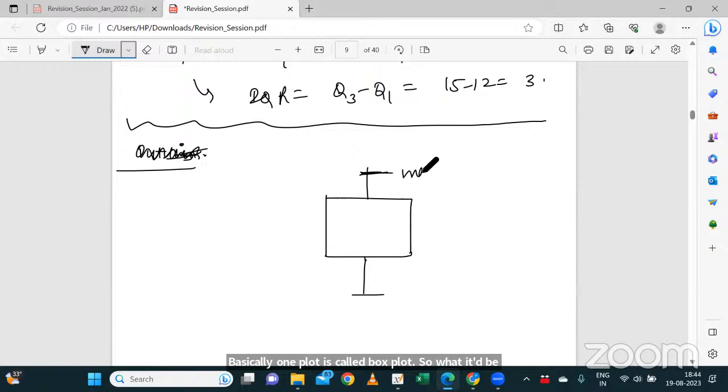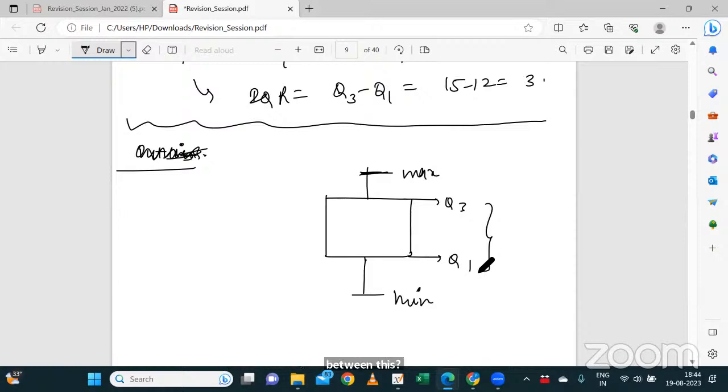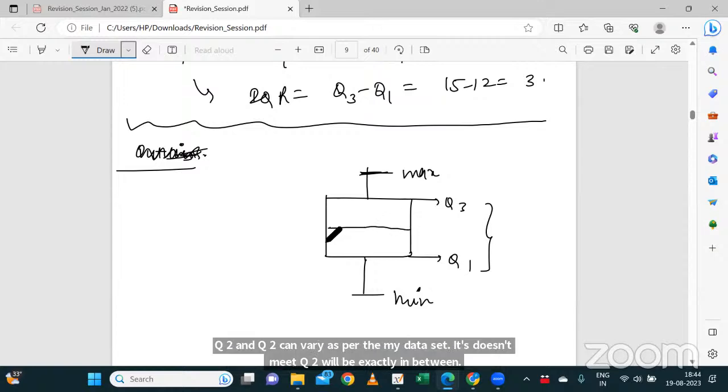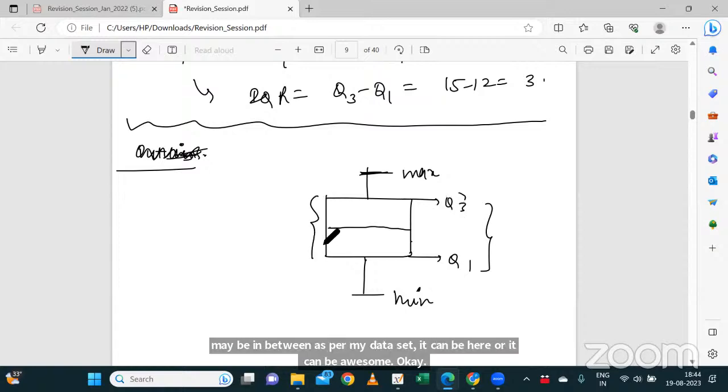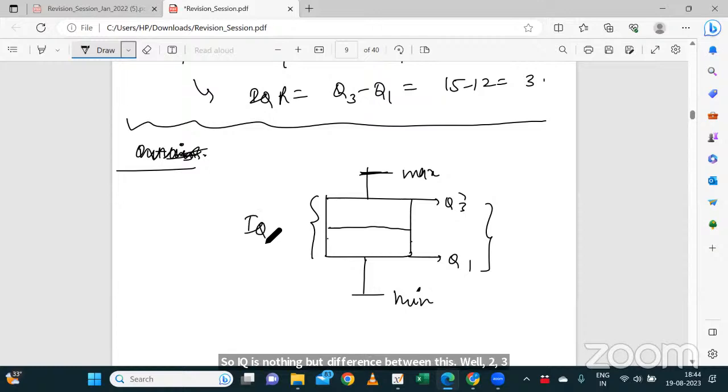This upper part denotes the maximum value of your data set, this denotes the minimum value, this denotes Q1, and this denotes Q3. So what IQR says is the difference between Q3 and Q1. That's all. No Q2, Q4. And Q2 can vary as per my data set. It doesn't mean Q2 will be exactly in between. As per my data set, it can be here or somewhere here. So IQR is nothing but the difference between these two values, Q3 minus Q1. Okay, thank you.